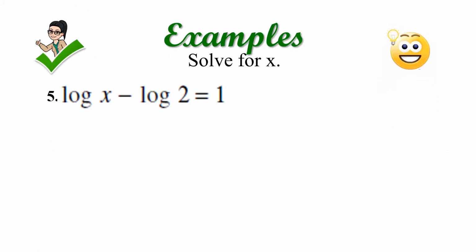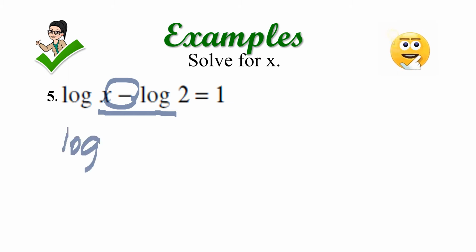Example number 5, logarithm of x minus logarithm of 2 is equal to 1. So here we can see subtraction. The counterpart of subtraction is division. So we can apply quotient rule here. This will become logarithm of x over 2 is equal to 1.